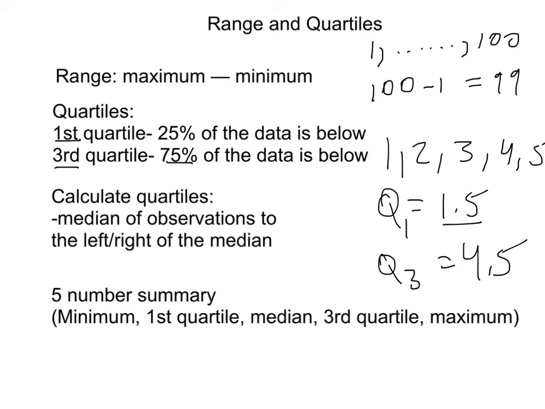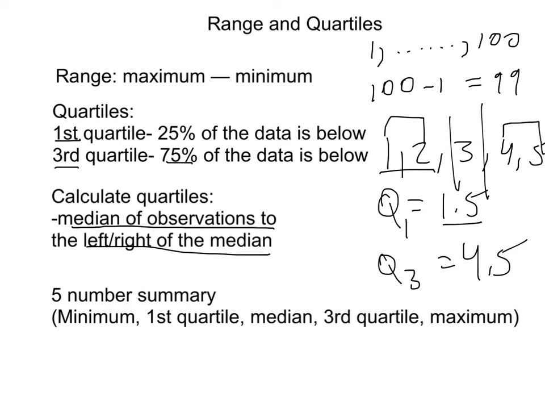And so to calculate quartiles, you take the median of the observations from left and right of the median. So here's our median, so let's just box that out. Now we have these two numbers to the left. We use the median, and there's only two, so we take the average of this, and that's 1.5. And then to the right, we take the average of this because there's only two numbers, and that's 4.5.